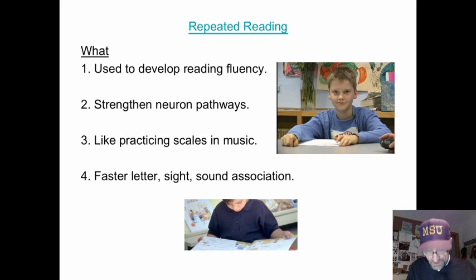What is repeated reading? It is a pedagogical strategy used to develop reading fluency. The goal of this strategy is to strengthen neural pathways. It's like practicing scales in music. You do it to get better so your brain can process microseconds quicker, so that when you see letters, you can process that letter in that word or that sentence, that idea quicker. All right? And you want to develop faster letter, sight, sound associations. That is kind of an overview of what it is.